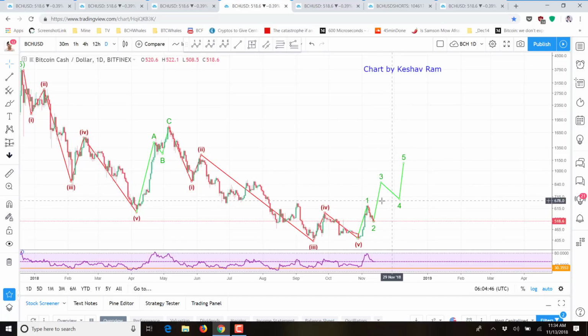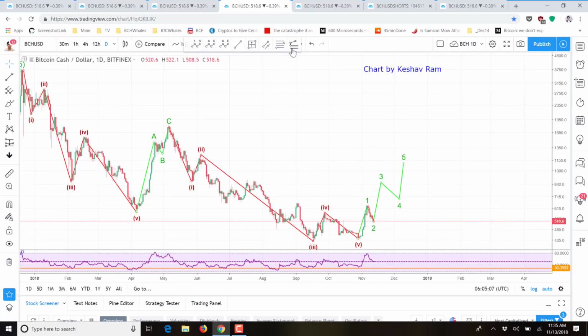Okay, this could be wrong and we just drop down here, but from whatever I said right now, assuming that this support will hold, I think we'll have a third wave and a fourth wave and a fifth wave. Third wave, I'm assuming around $830. It could fall less than that as well.